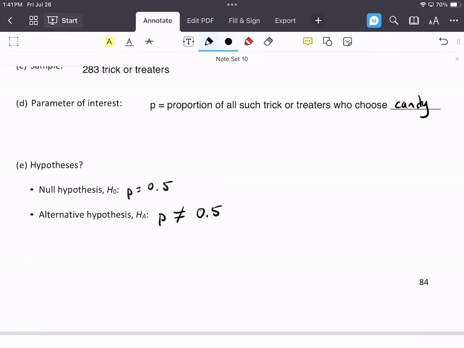All right. So there's maybe more preference for the candy, maybe there's more preference for the toy. I chose, like I said, to test candy. And so I'm going to want to make sure I use the counts related specifically to candy. Okay.